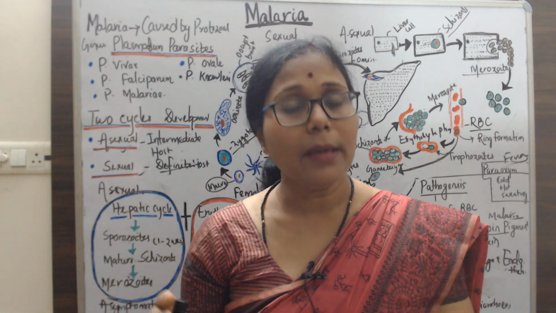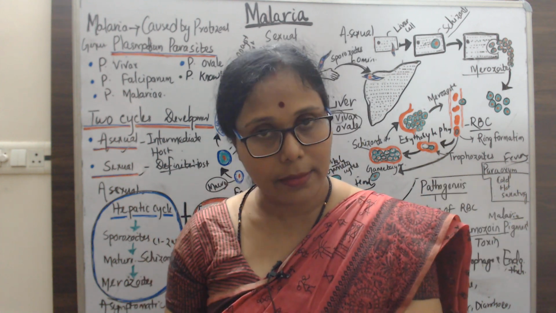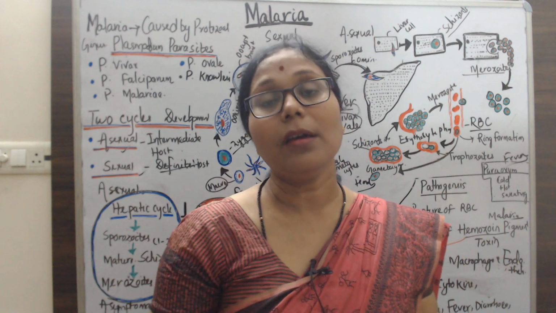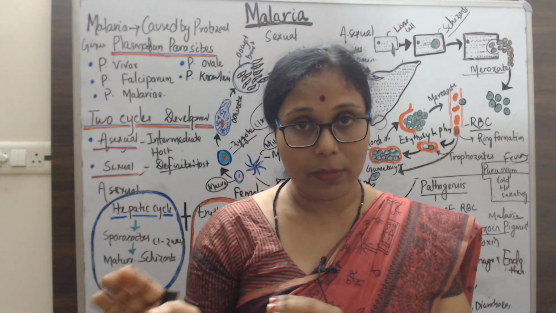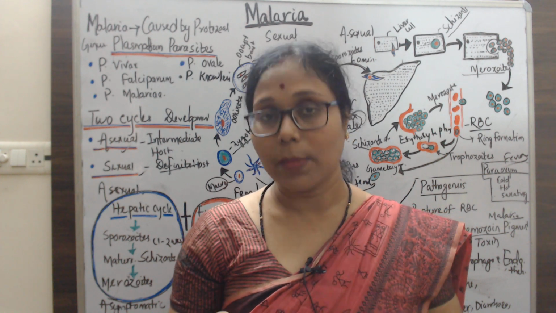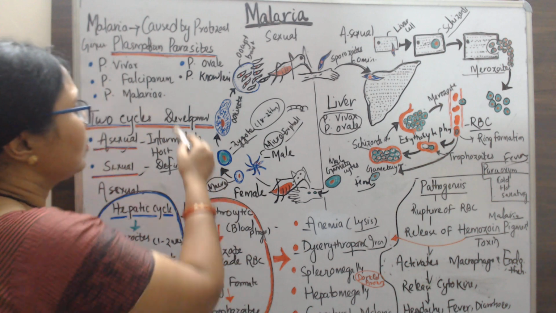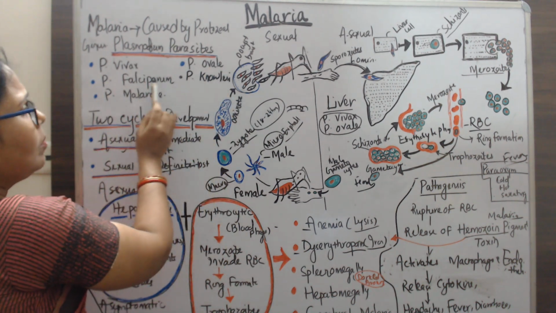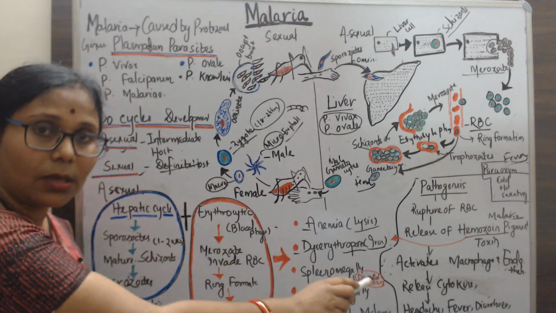This malaria is caused by a protozoal parasite, and the genus is Plasmodium. Only this type of Plasmodium affects the human body. These are Plasmodium vivax, Plasmodium ovale, Plasmodium falciparum, Plasmodium knowlesi, and Plasmodium malariae. So here we discuss malaria.